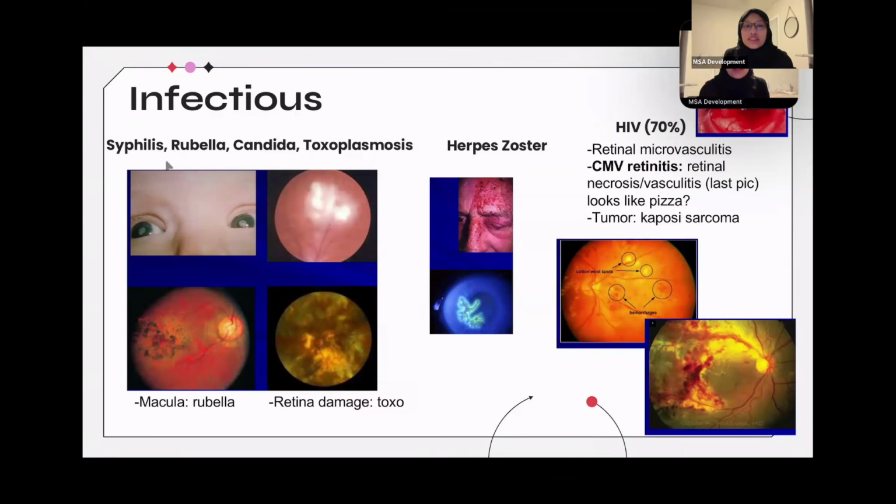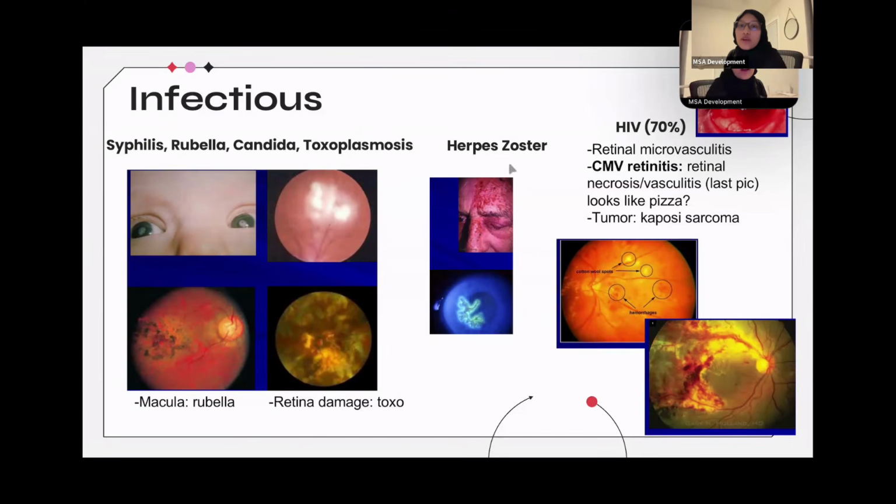Infectious causes of systemic disease can be in childhood, like congenital diseases that can pass from the mother to the child, like syphilis, rubella, candida, toxoplasmosis. If it's affecting bilateral cataracts, syphilis and rubella can mainly cause that. If it's white spots like that, it's candida because it's a fungus. This one is in the macula. If you see red-black deposits, that's also rubella. And if you see yellow inflammation, chorioretinitis, it's toxoplasmosis. So retina damage is toxo, macula alone is rubella.